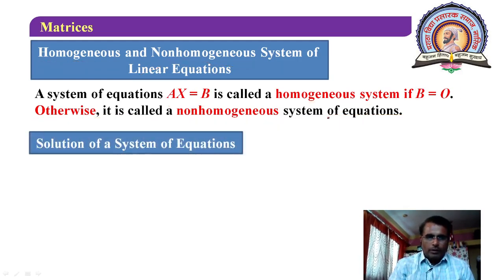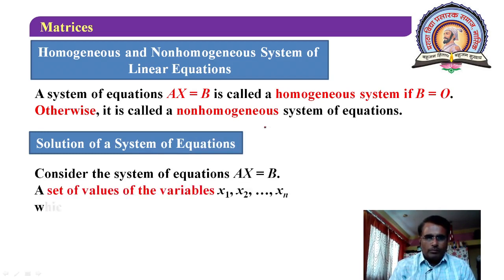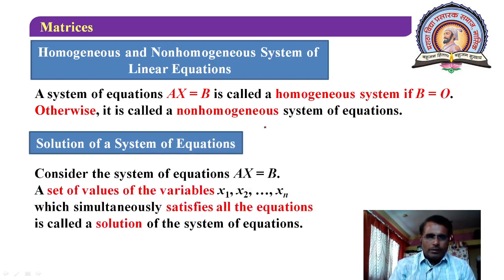There are different methods of finding solutions, but first we must know the meaning of a solution of a system of linear equations. We have just seen a system of n equations in n unknowns, represented by Ax equal to B. A set of values of the variables x1, x2 up to xn which satisfies all the equations simultaneously is called a solution of the system of linear equations.